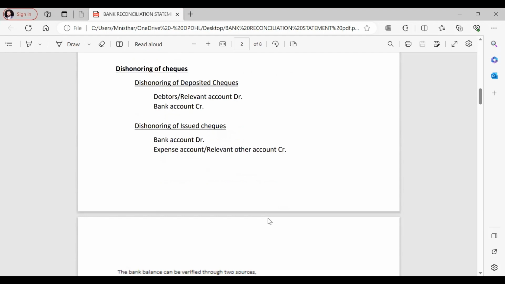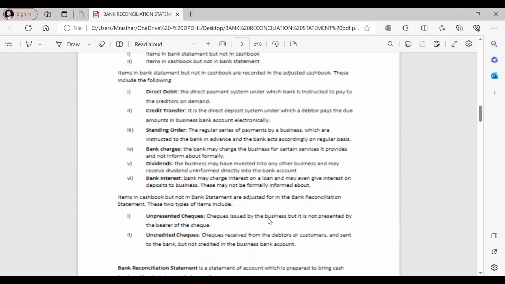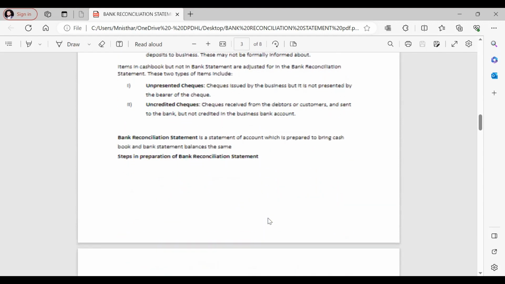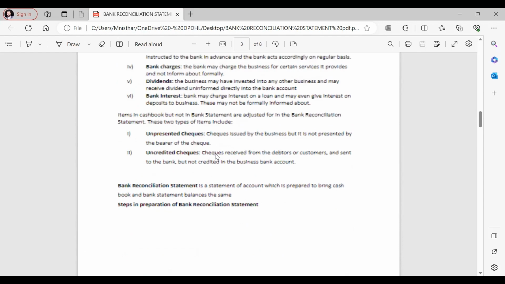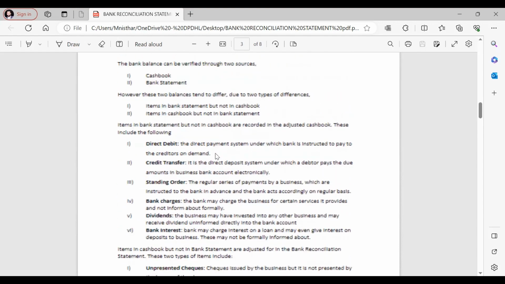So those are the basic things we have, and other than that we have unpresented checks, unrealized checks and all. Unpresented checks will come when we consider the bank reconciliation statement. Here I have inserted certain images about unpresented checks and other basic items. There are also some other specific things like direct remittances, standing order payments, and bank charges, which come into play when we reconcile the bank statement.